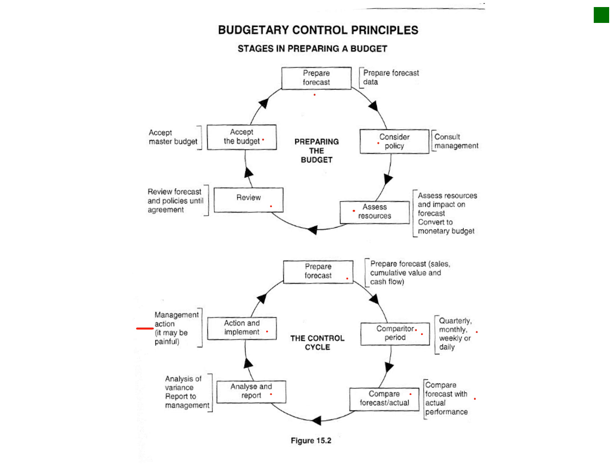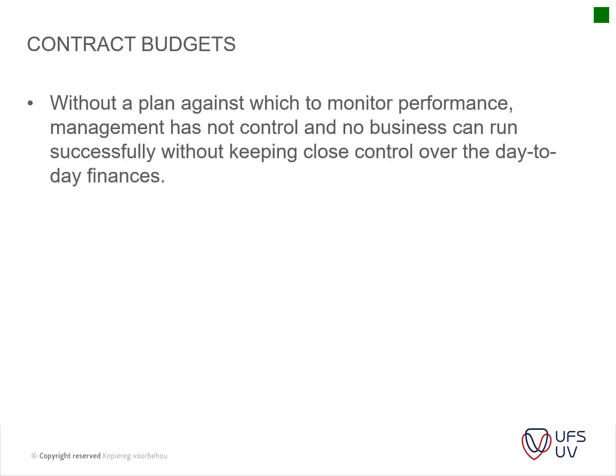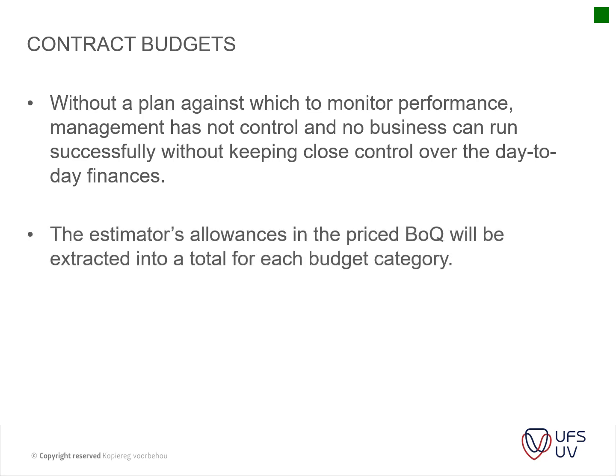And remember that you need an action after all of those. Okay, then you've got your contract budgets. Without a plan against which to monitor performance, management has no control, and no business can run successfully without keeping close control over the day-to-day finances. Okay, the contractor's allowances in the BOQ will be extracted into a total for each budget category.